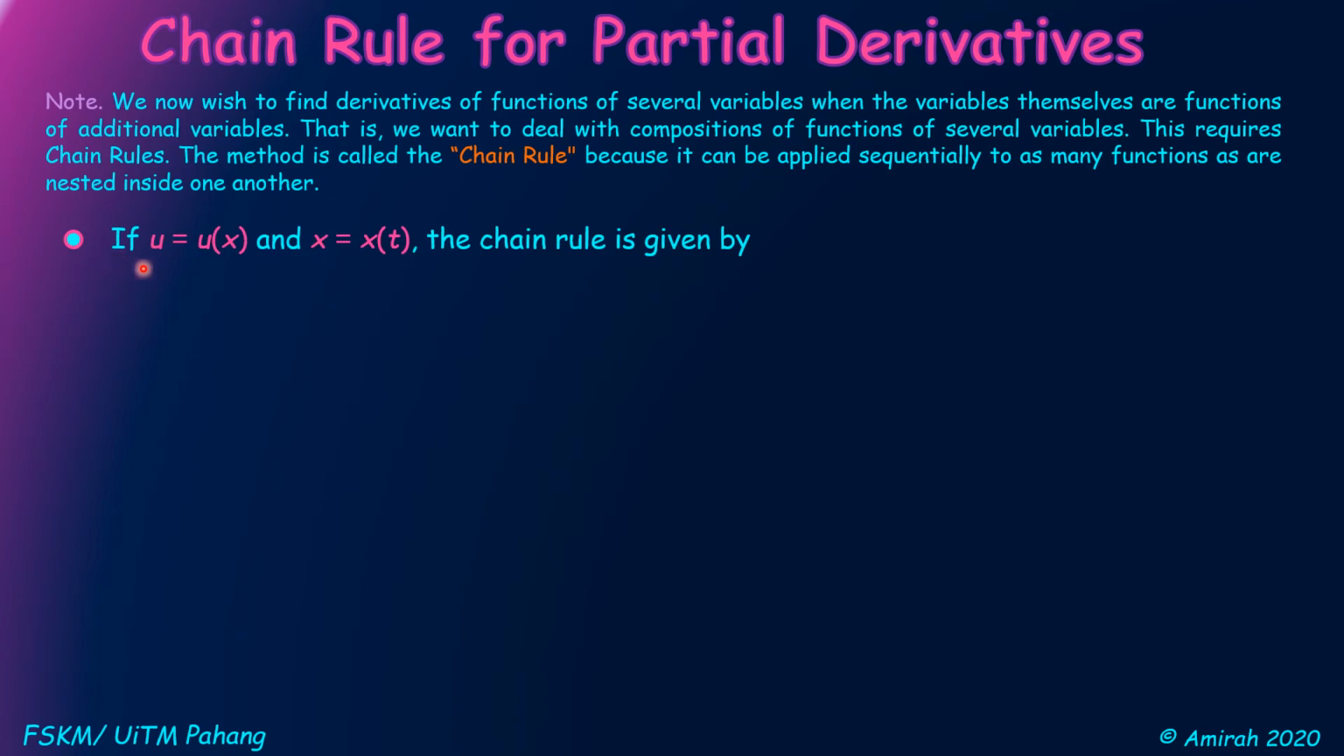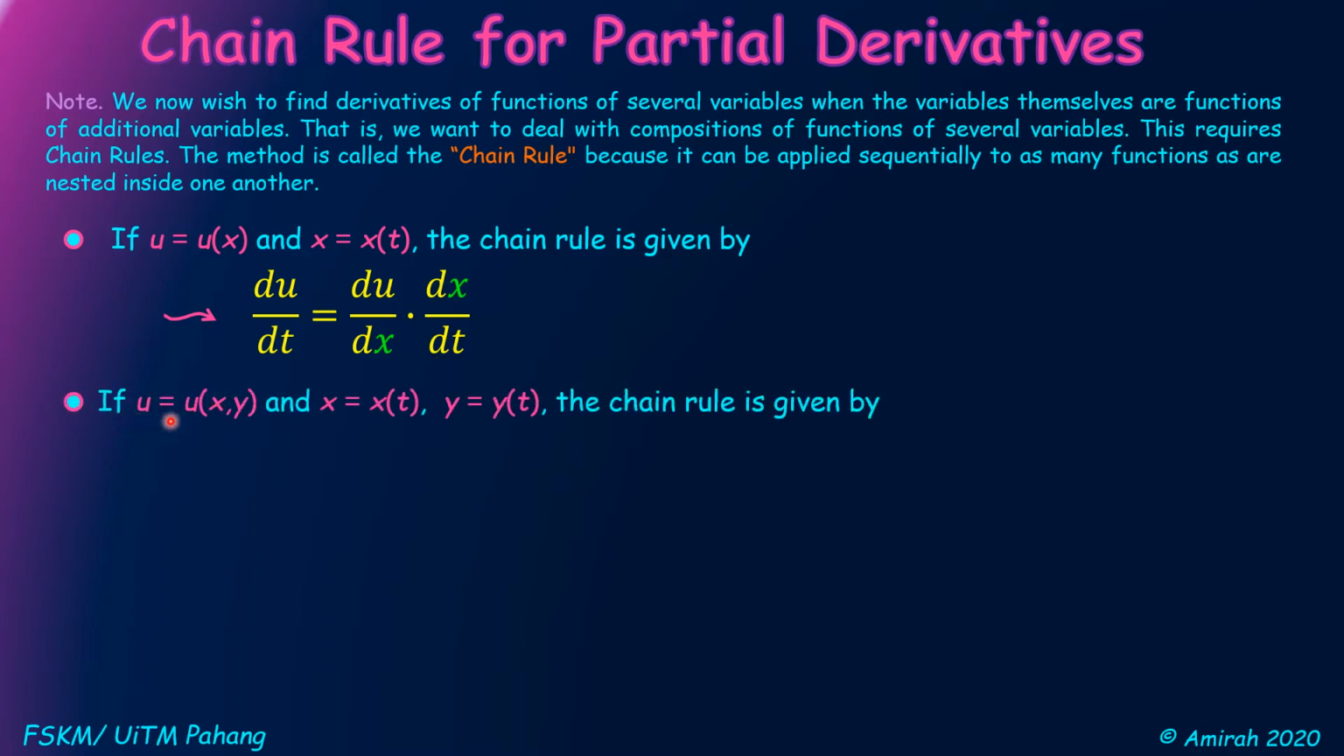Let's say we have u in terms of variable x, and x is given in terms of variable t. The chain rule is given by du over dt equals du over dx times dx over dt. From here, we just imagine that we can simplify dx here. Then we get back du over dt.